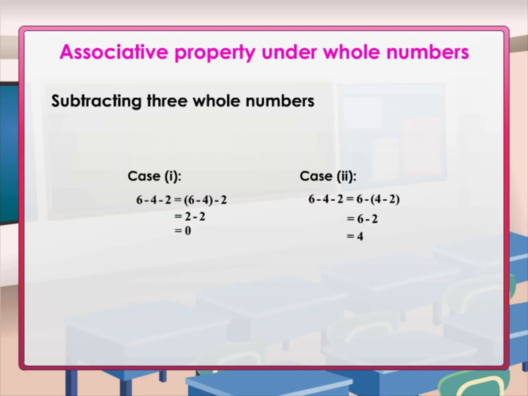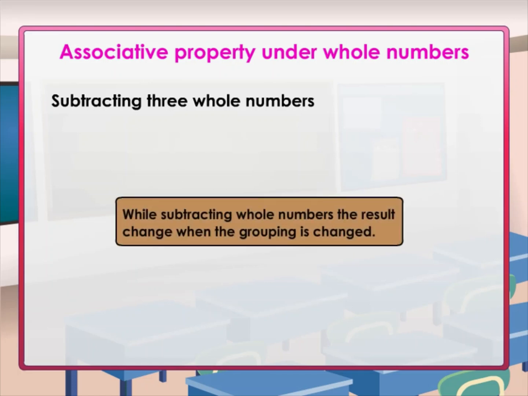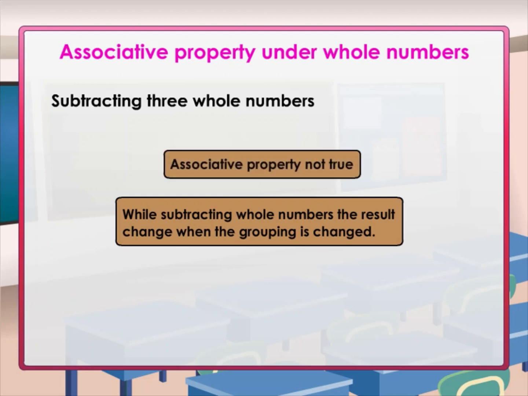So what do you learn from this? When we change the group for subtraction, the answer is not the same. Hence, while subtracting the whole numbers, the result changes when the grouping is changed. So we can say associative property does not hold true for subtraction of whole numbers.